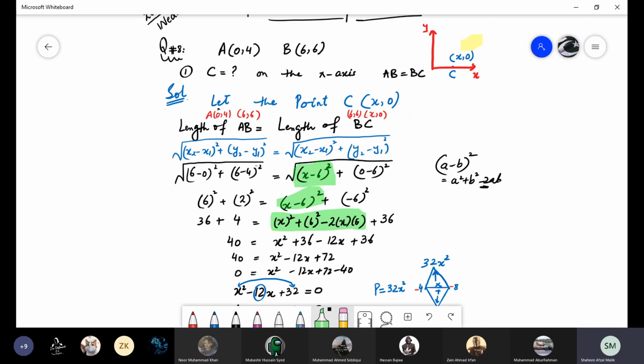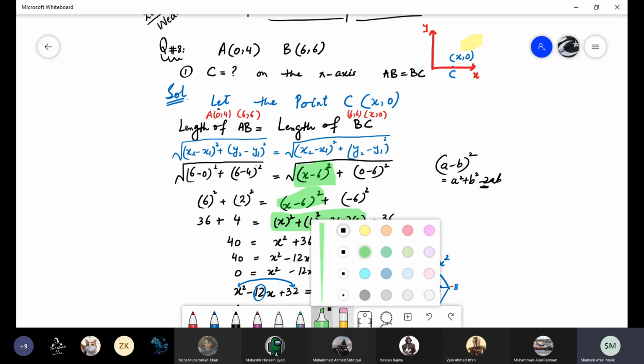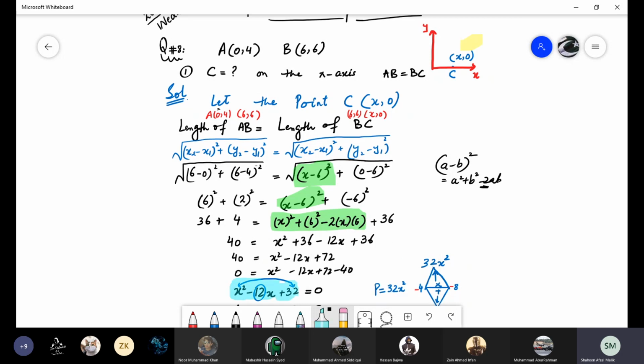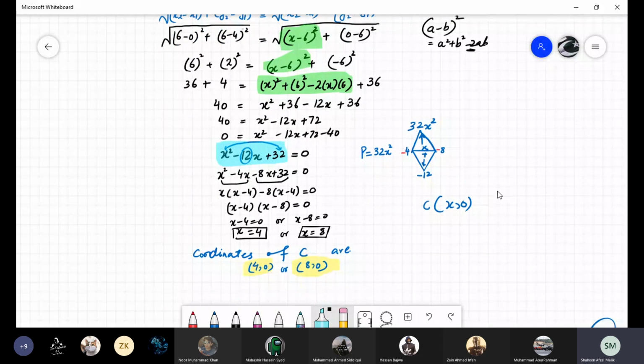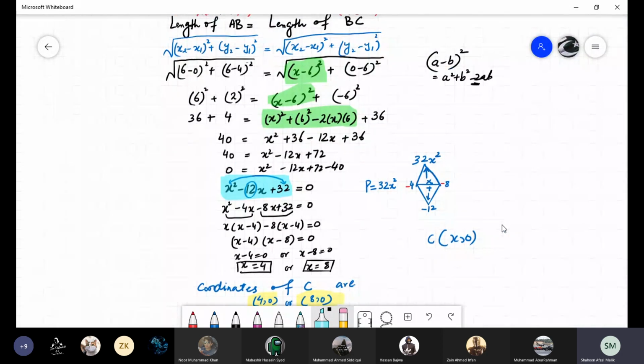When you open it, you will get x square minus 12x plus 36. Then simplify, 36 and 36 will be 72. This is minus 12x. Take this 72 to this side and make one side equal to 0. You will get the equation x square minus 12x plus 32, the quadratic form of the equation. Here you can make the factors, or you can use the quadratic formula, whichever you feel is easy, and you will get two values of x. When you get two values of x, you can write the coordinates of C. There will be two pairs. One is 4 and 0, one is 8 and 0.